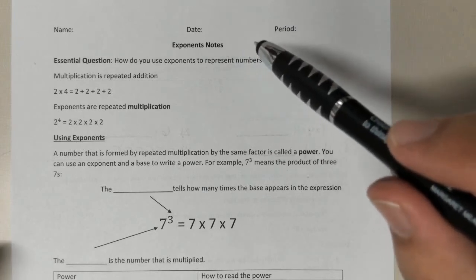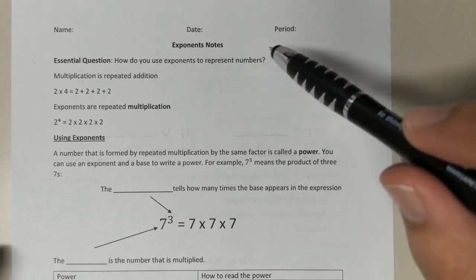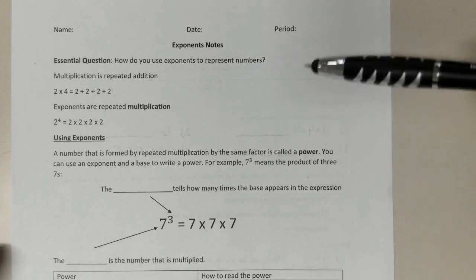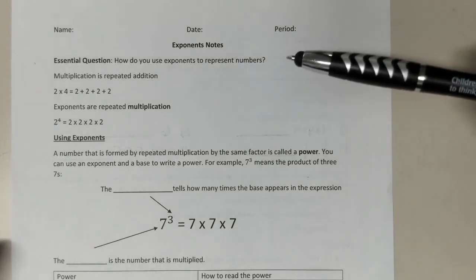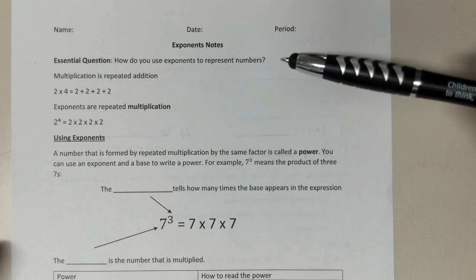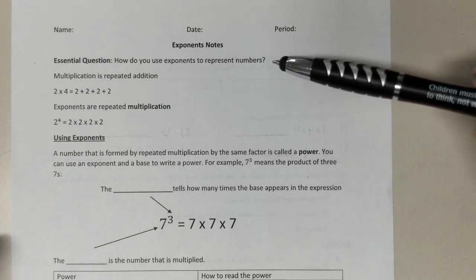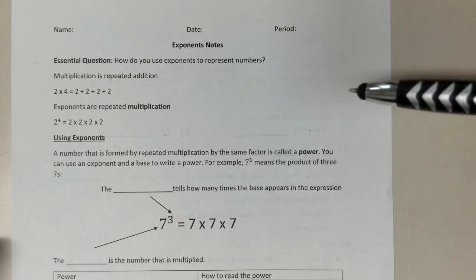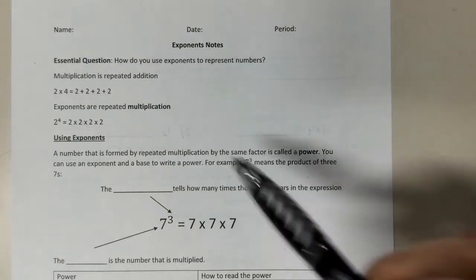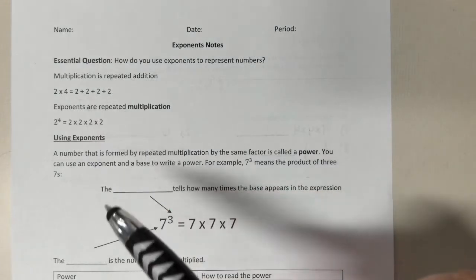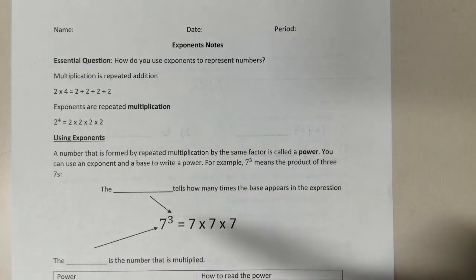So today we're going to be looking at exponents, and our essential question is, how do you use exponents to represent numbers? By the end of these notes, you should be able to answer that. Let's look at multiplication. Multiplication is repeated addition. For example, if I had 2 times 4, that's 2 plus 2 plus 2 plus 2.